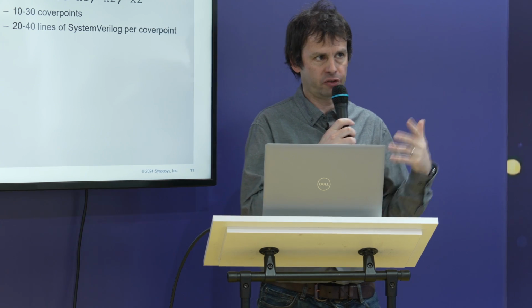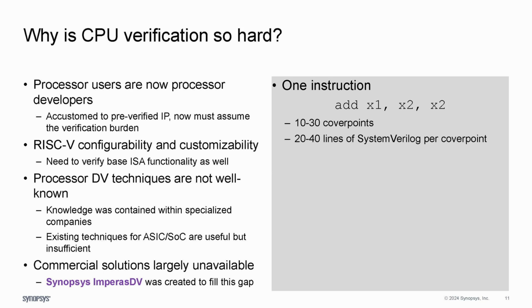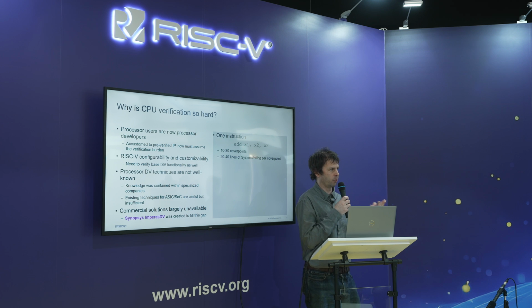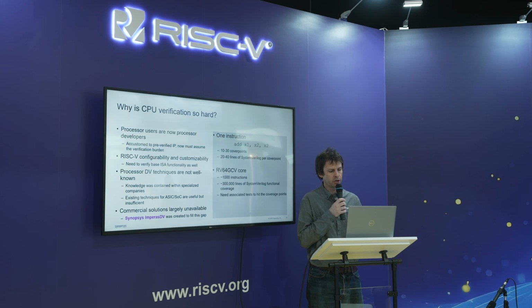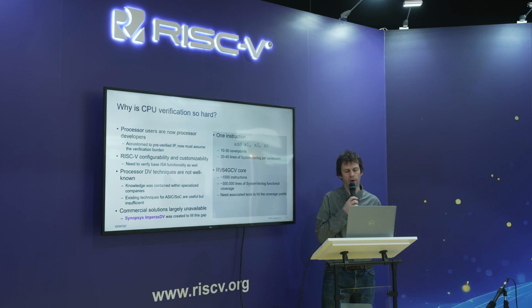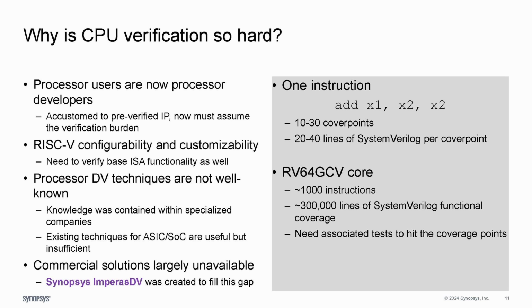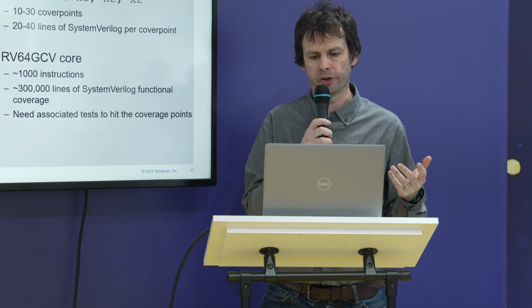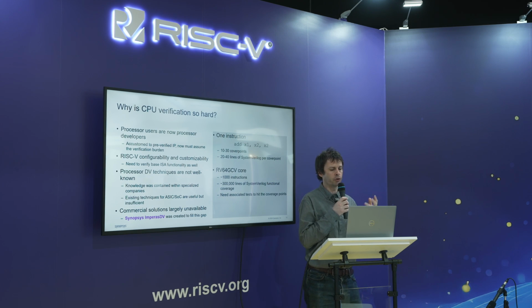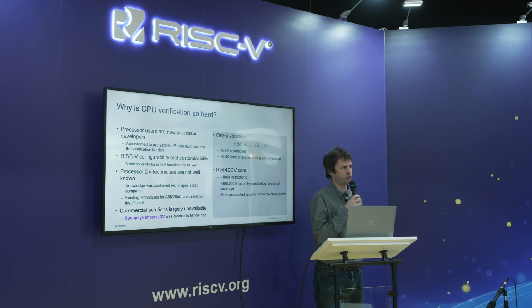You want to check you've tested all the source registers, whether the source and destination overlap, whether the two source registers are the same, ranges of values, max, min, overflow behavior, all these sorts of things. So that gives you between 10 and 30 cover points depending on the instruction. And then for each of those cover points, you need another 20 to 40 lines of SystemVerilog. So if you scale that up, if you have something like a RISC-V 64 GCV applications class processor, there's maybe 1,000 instructions in that. So that means you need 300,000 lines of SystemVerilog functional coverage.